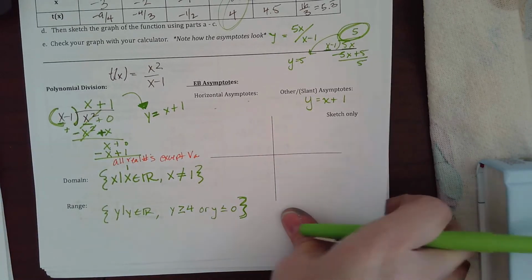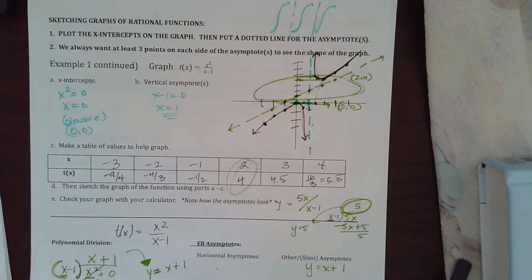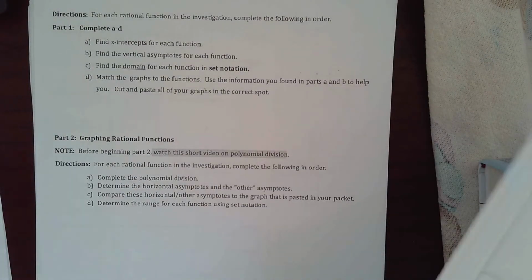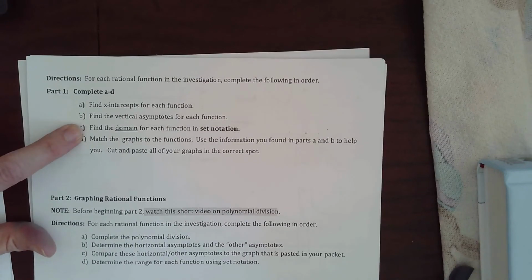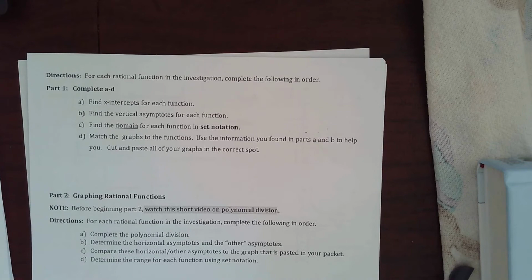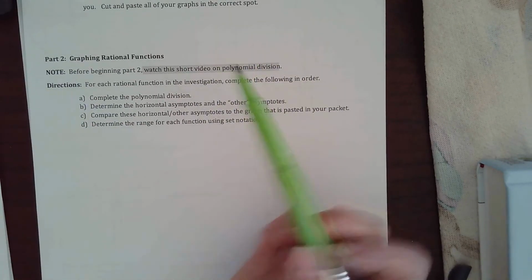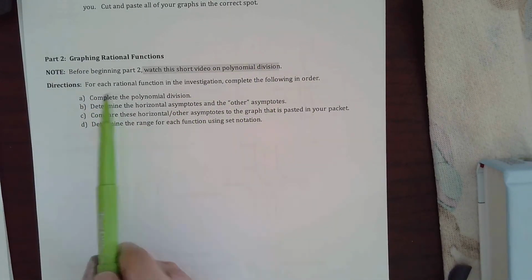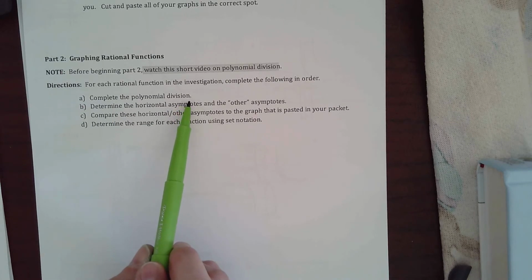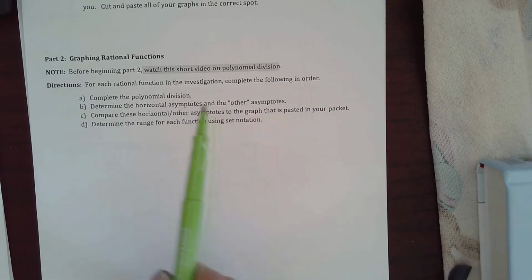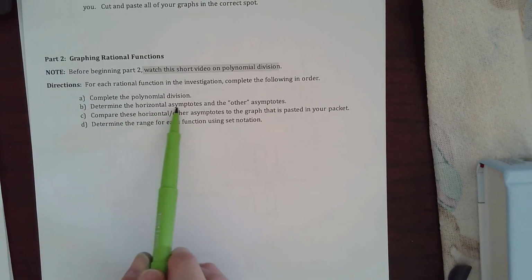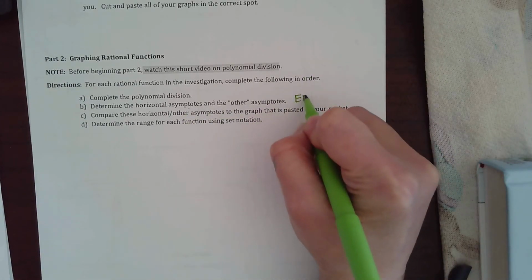Once you're done with part 1, which was finding the x-intercepts, finding the vertical asymptotes, finding the domain in set notation, and then matching all the graphs, what I would like you to do now is go back, when we'll have class time to do this, and complete the polynomial division for all of your 8 functions. That way you can determine the horizontal or other asymptote. We call that our end behavior asymptote.